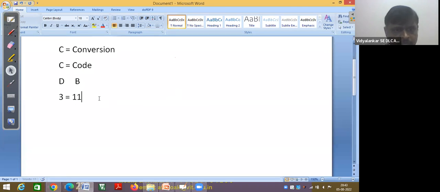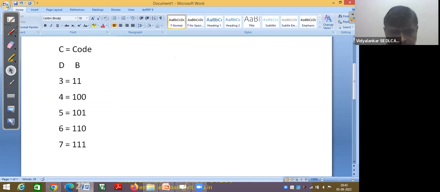Same way, if my value is 4, then it is 100. If my value is 5, then this is 101. If it is 6, then it is 110. If it is 7, then it is 111. If it is 8, then it is 1000. These all conversions you can do. I have taught you how to convert decimal to binary, and I have given a lot of exercise also, homework also.